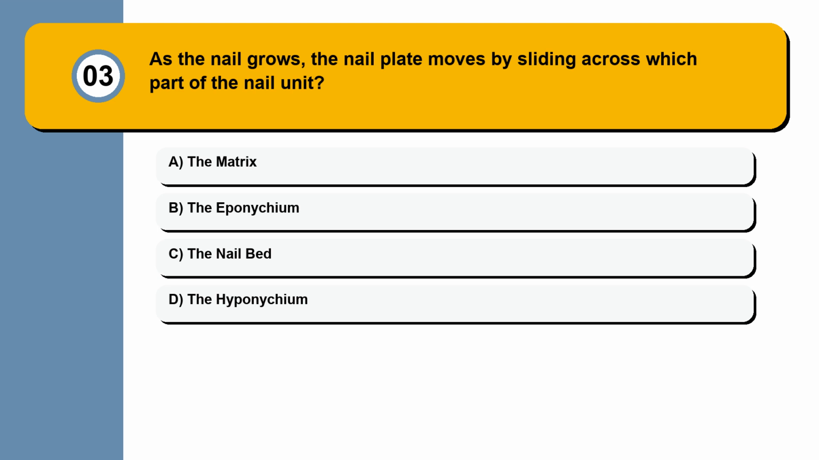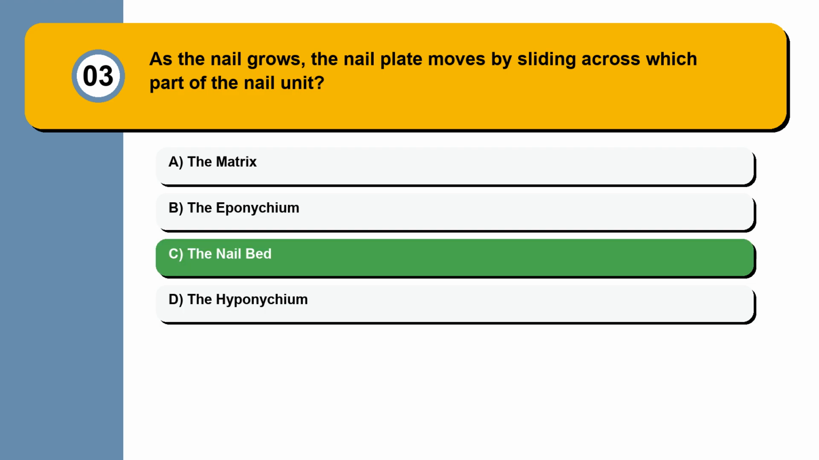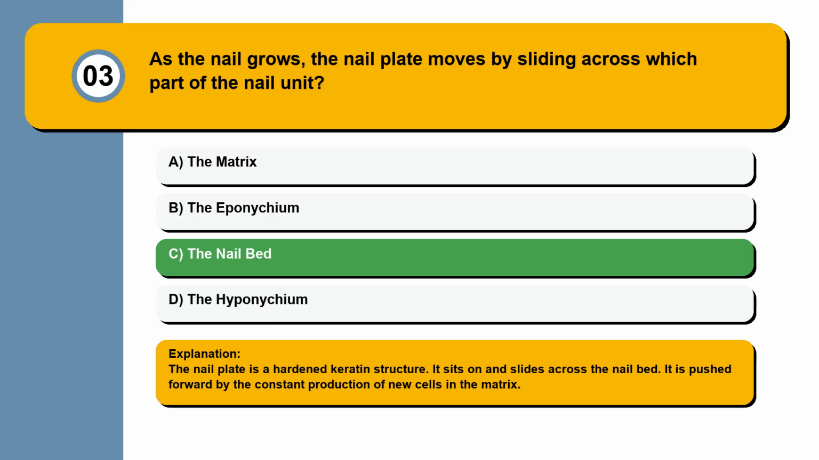Question 3. As the nail grows, the nail plate moves by sliding across which part of the nail unit? The matrix, the eponychium, the nail bed, the hyponychium. The nail plate is a hardened keratin structure. It sits on and slides across the nail bed. It is pushed forward by the constant production of new cells in the matrix.